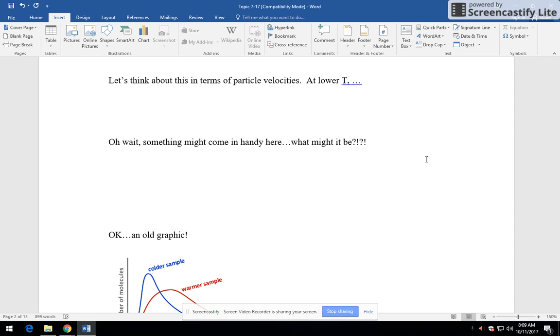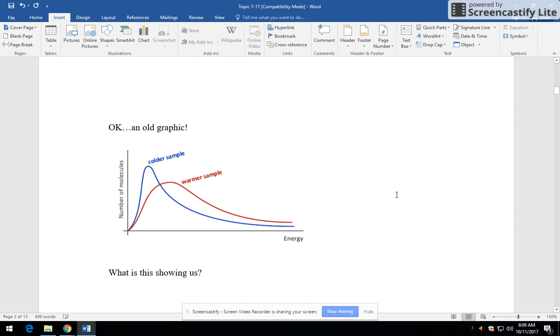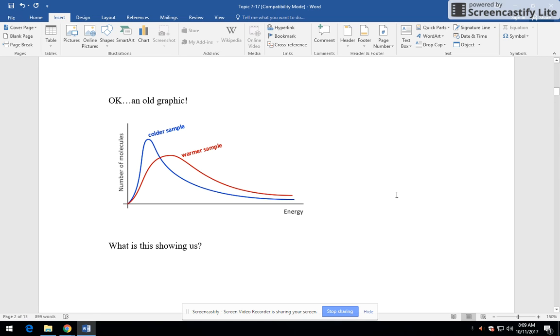All right. Now, something might come in handy in here. What might it be? A Maxwell-Boltzmann distribution. So what is this showing us? So think about evaporation. It's not a chemical process, but think about it as a physical process with some sort of energy of vaporization or evaporation. Think about it somewhere around here, like any old activation energy. There's some energy you need to get these molecules to escape. I'll just put my cursor right there.